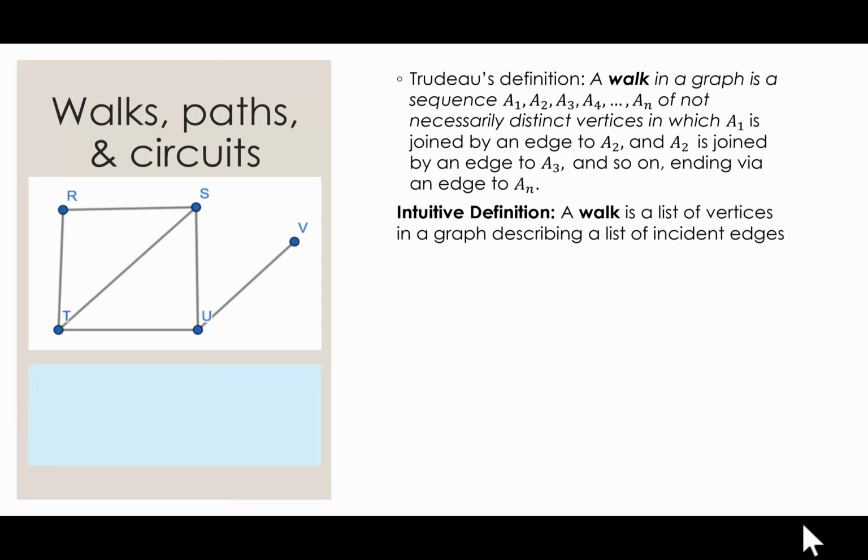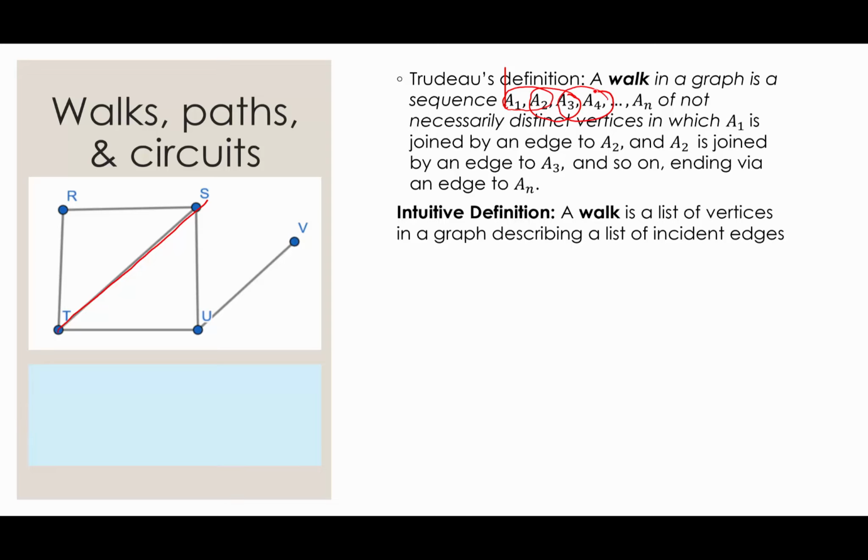A walk in a graph is a sequence, a sub 1, a sub 2, a sub 3, a sub 4, a sub n, of not necessarily distinct vertices in the graph in which each of the sequential vertices has an edge between it. So to write a1, a2, I'm saying there's an edge I can trace, like it could be t comma s. And then a2 would have to be connected to a3, so there has to be an edge between those two. And then a3 to a4 and so on. That's how Trudeau defines it.